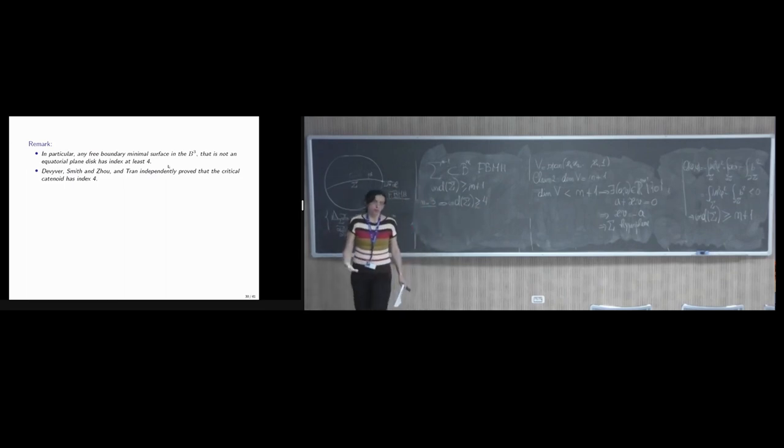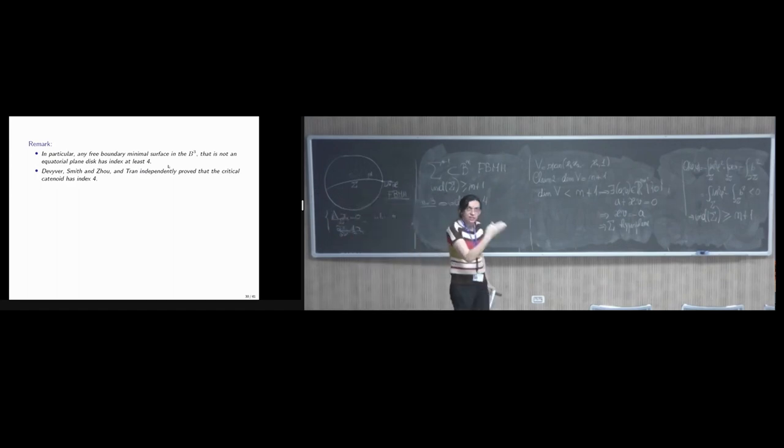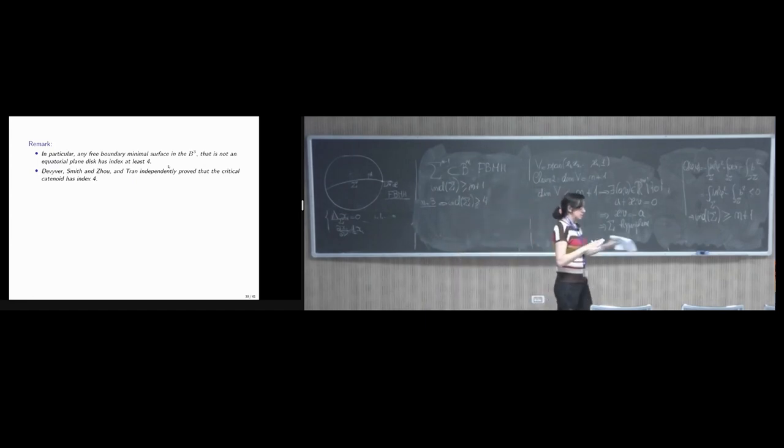Smith and Zhu provide, independently, that the critical catenoid has index 4. So you have here the critical catenoid and index 4, right? Let's move on.